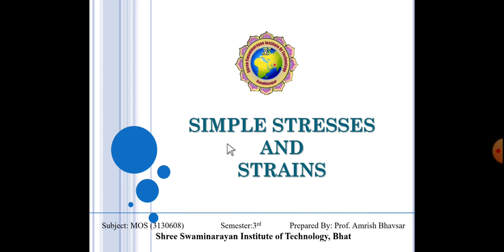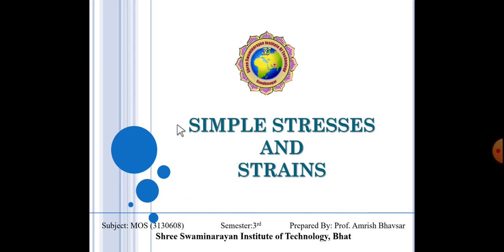So what do you mean by deformable? Deformable means whenever we apply force on a body, that body will change its shape and size due to external force. That's called a deformable body.